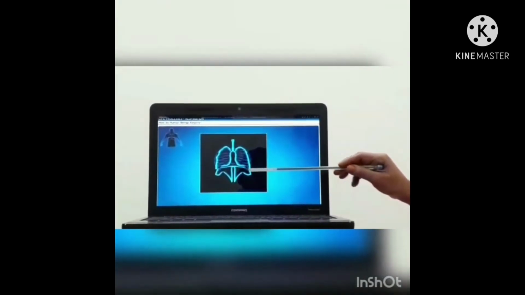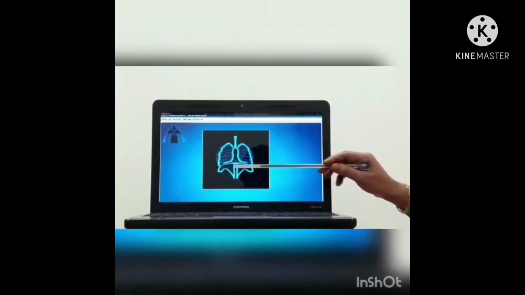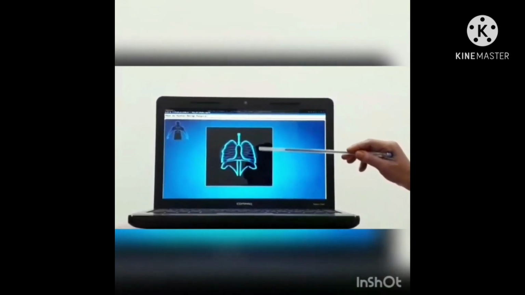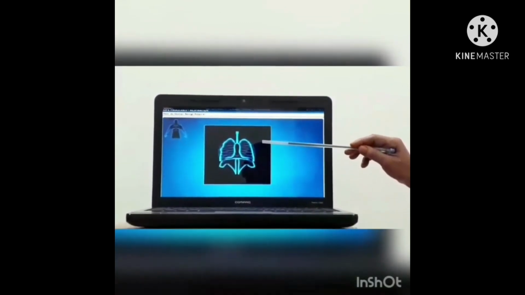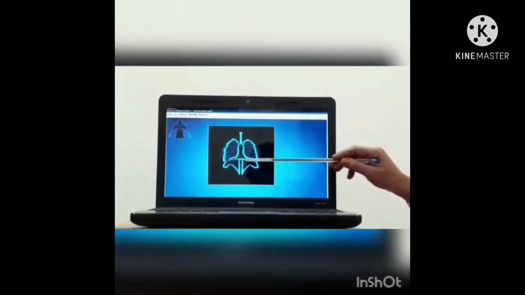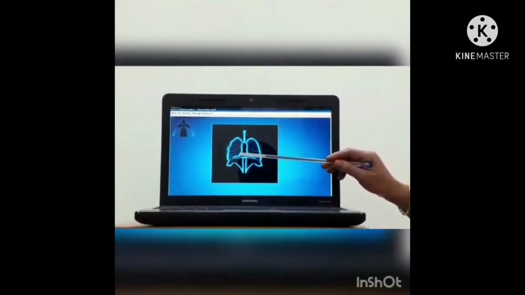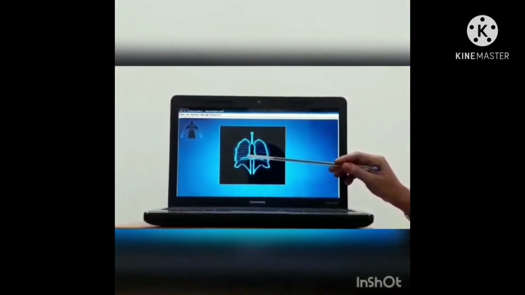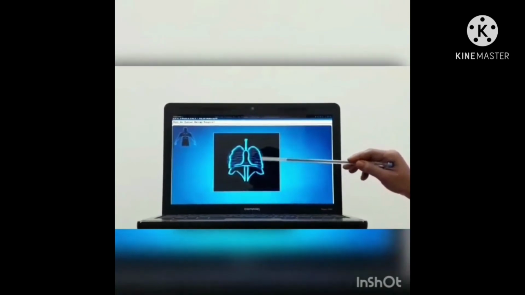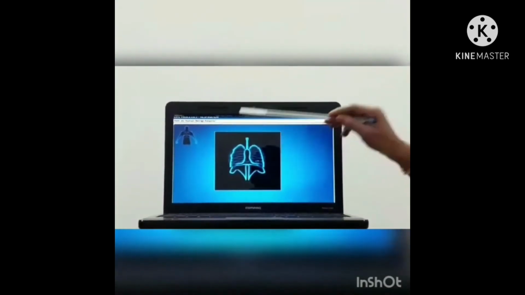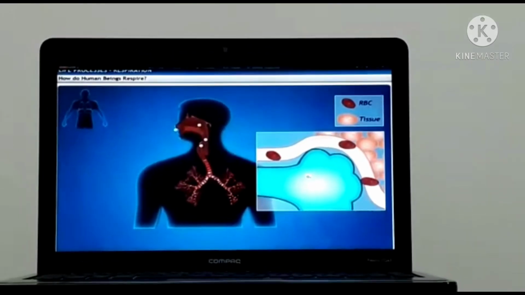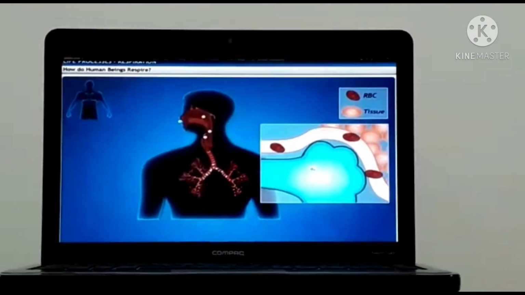Then the relaxation of the phrenic muscles makes the diaphragm more dome-shaped, and relaxation of the external intercostal muscles brings the rib cage downward and inward. Then what is happening? The thoracic cavity decreases in size. Then the lungs are compressed, increasing air pressure and pushing air outside. That is exhalation. Okay.